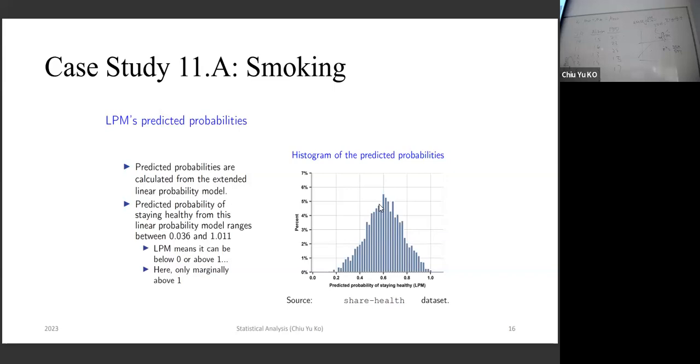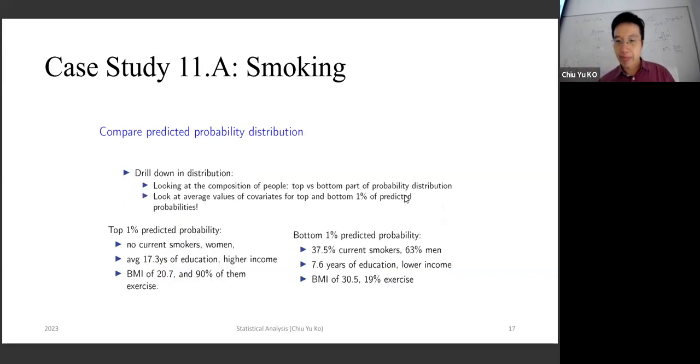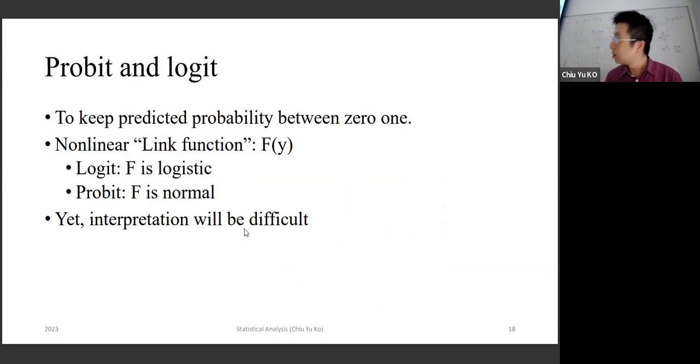But some experts suggest that no matter what, using LPM is the easiest because the interpretation is easy. So people would recommend that compared to the next two models I mentioned. This is some further interpretation I'm not going to talk about. I will focus on the new thing, probit and logit. And one drawback, as I said, is that LPM can go beyond 1 and below 0.